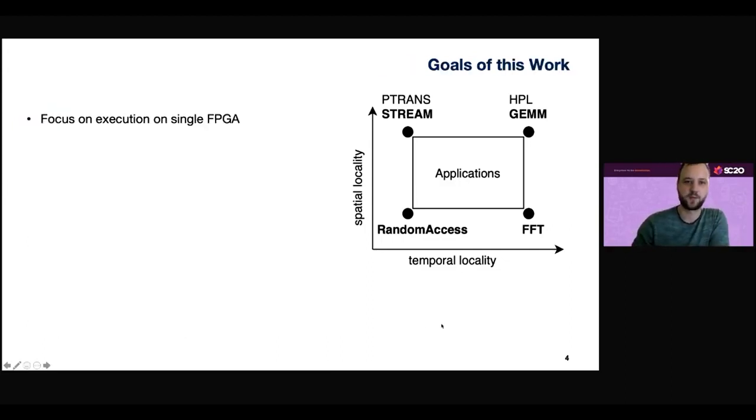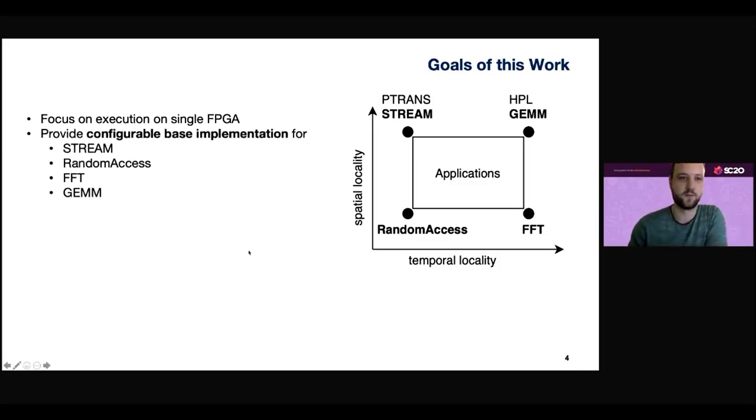To summarize the goals of this work, first of all, we now focus on the execution on a single FPGA, and we really focus on the FPGA board itself for executing our benchmarks. The only relevant metric here should really be the execution of the benchmarks on the FPGA. We implemented in the first step 4 of the 7 benchmarks and provided configurable base implementations for them, which are stream, random access, FFT, and the matrix multiplication. This means we cover every edge of this rectangle here.